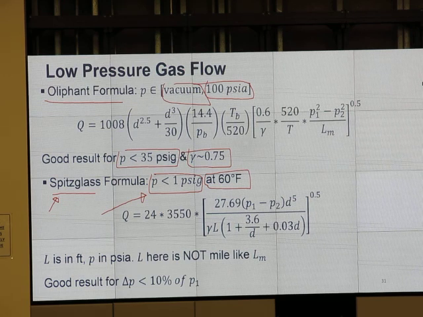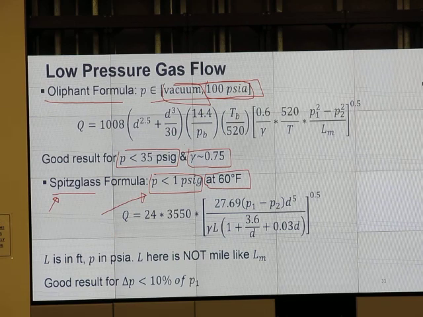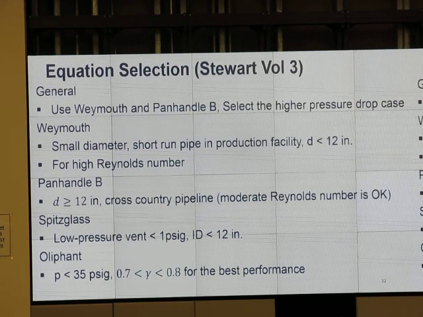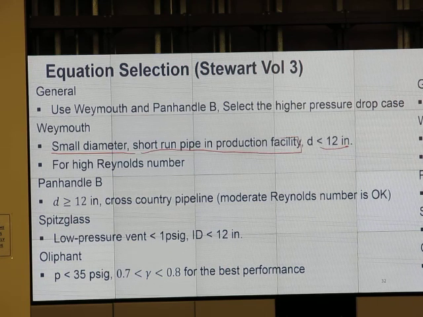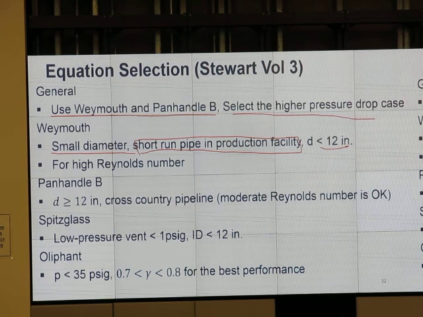Which equation? Average pressure has to be less than 100 PSI, yes. If your pressure is higher than 100, use the Weymouth equation. Weymouth equation, smaller diameter, less than 12 inch, short run pipe in the facility. General recommendation is use both. Select whichever gives the higher pressure drop. In the exam, you use just one because using both may take too much time. There could be a problem about gas pressure drop calculation and you just use one.